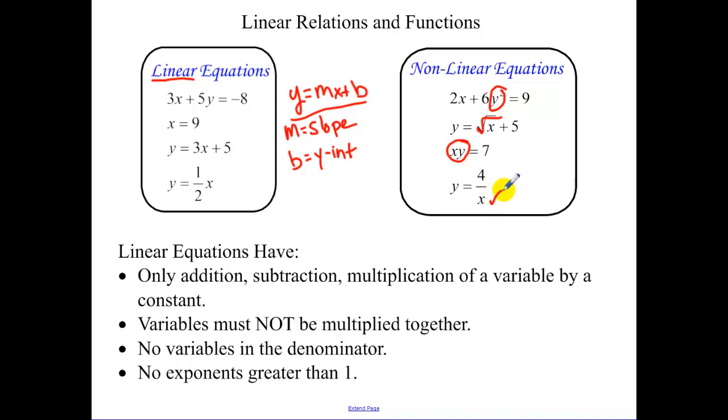Linear equations only have addition, subtraction, and multiplication of a variable by a constant, so no division. Variables must not be multiplied together, so this third example is nonlinear. No variables in the denominator. And lastly, no exponents greater than 1. So we had an exponent here that was greater than 1, or a radical function, or a different function. That's how we know whether or not we're going to have a linear equation.